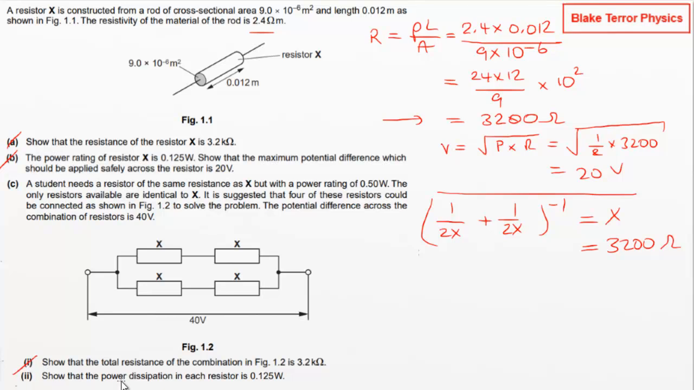So easy enough there. Show that the power dissipation in each resistor is 0.125 watts. Right, well, this is what we just had before. We've still got 20 volts across each of the resistors, so we're going to end up with the same thing. We're just doing V squared over R. So we're going to have 20 squared over 3200, which is 400 over that. So that's 4 over 32, which is 1 over 8 watts. So same calculation. A bit weird that they've done that.